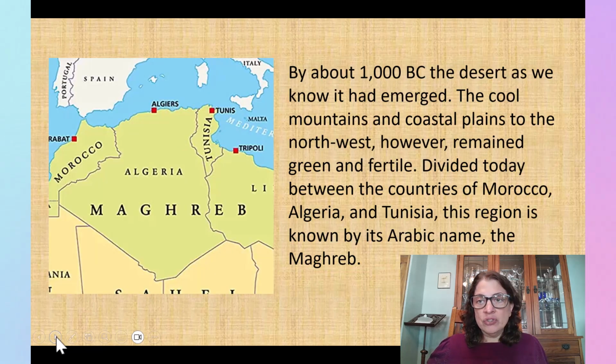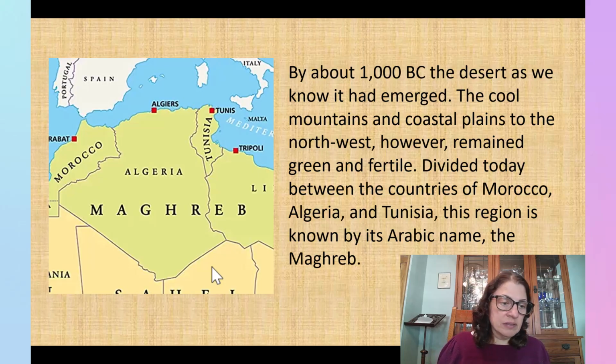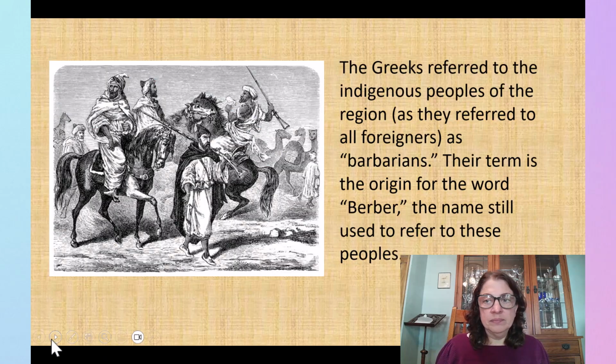And so we look at this area again as the Maghreb that I'm showing you here. And this would be what's divided today between Morocco, Algeria, and Tunisia. And the term Berber actually comes from ancient Greek. The Greeks referred to people that weren't Greek as barbarians. And so that's actually the root of the term Berber.